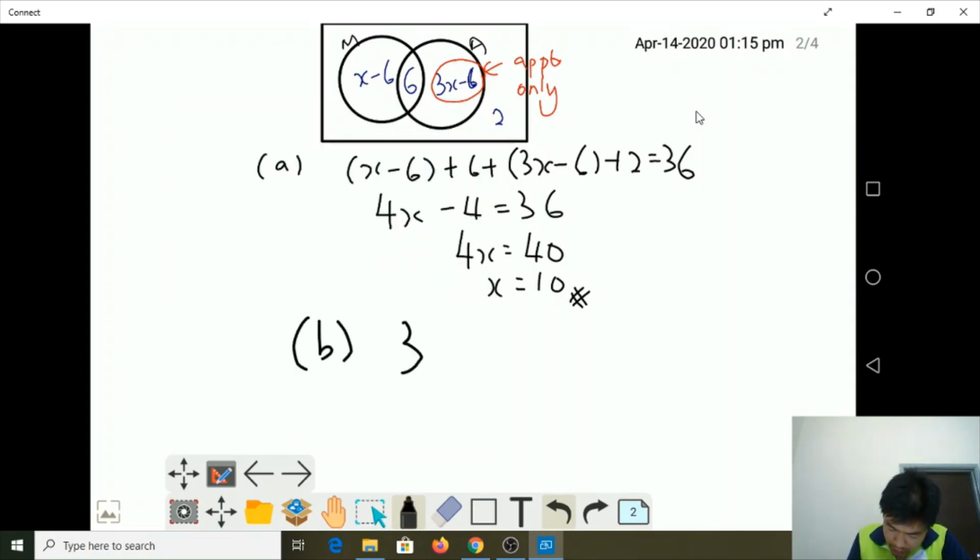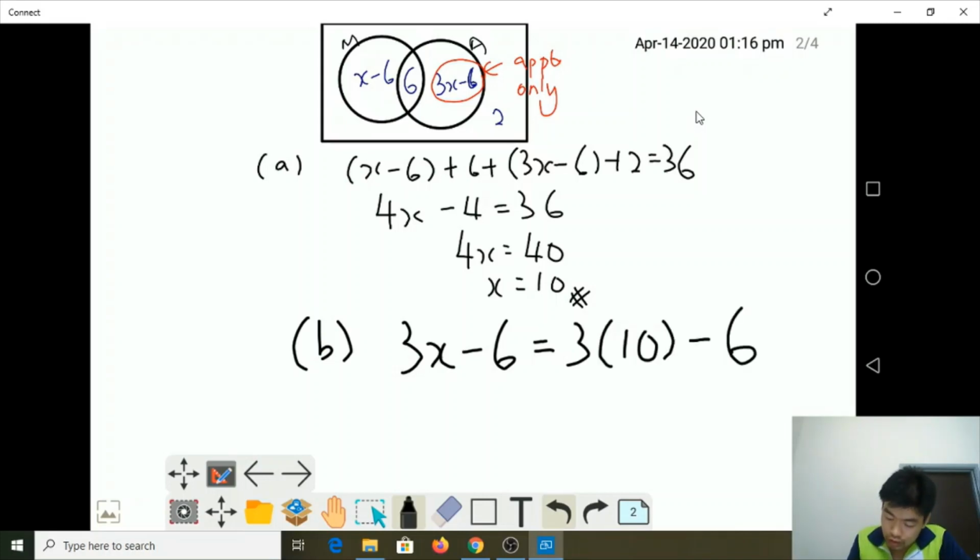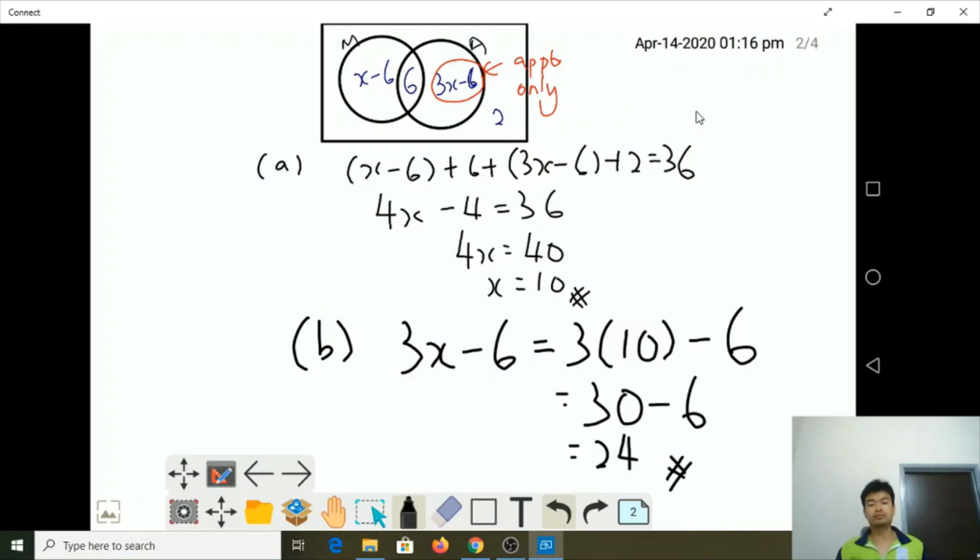So 3x minus 6 equals the number of teachers who prefer apples only, right? So substitute x equals 10 into the equation. 30 minus 6, the answer is 24. There we go, we have the answer already. So 24 teachers prefer apples only. Alright? So this is the example. Not too difficult, is it?